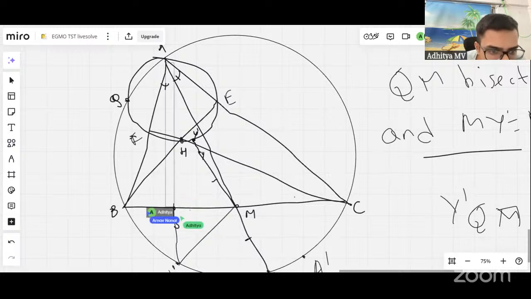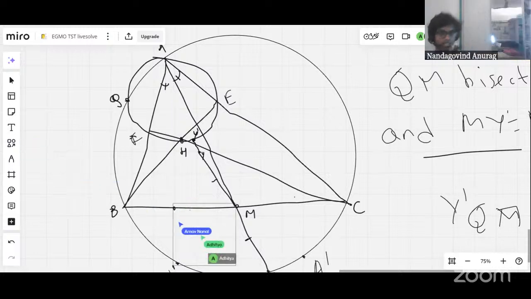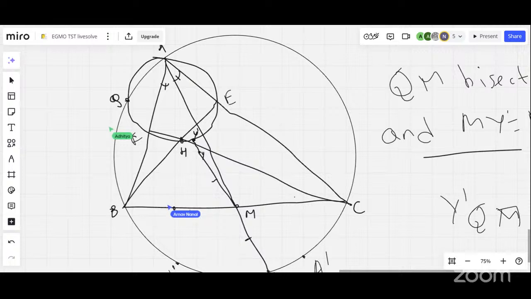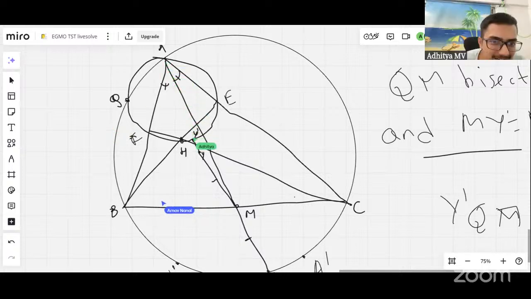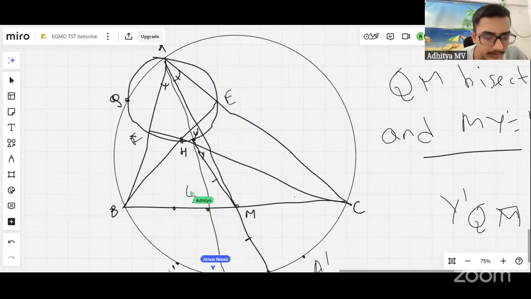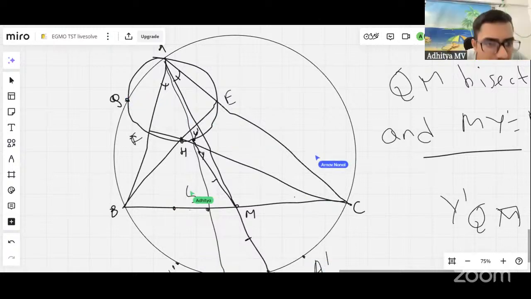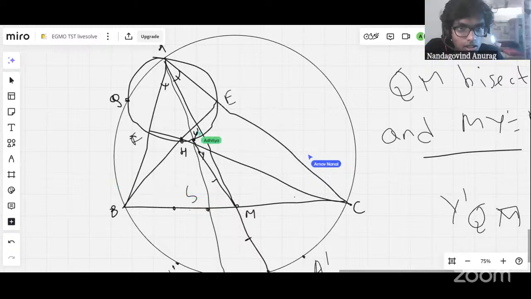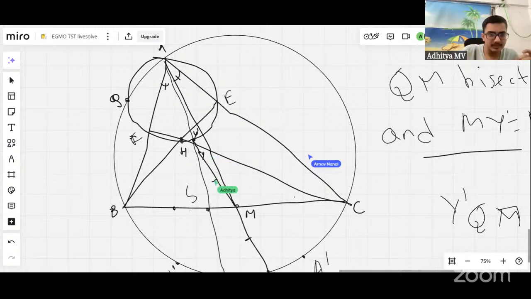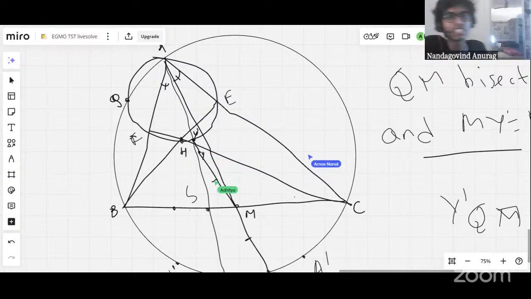I'll just redraw S, because S is supposed to lie on the other side of AH. So this is what S is actually supposed to be. So we have to show that S lies on that. Y dash, yes, and that's just power of point. Take AS and take Y dash, because BCEF is cyclic.